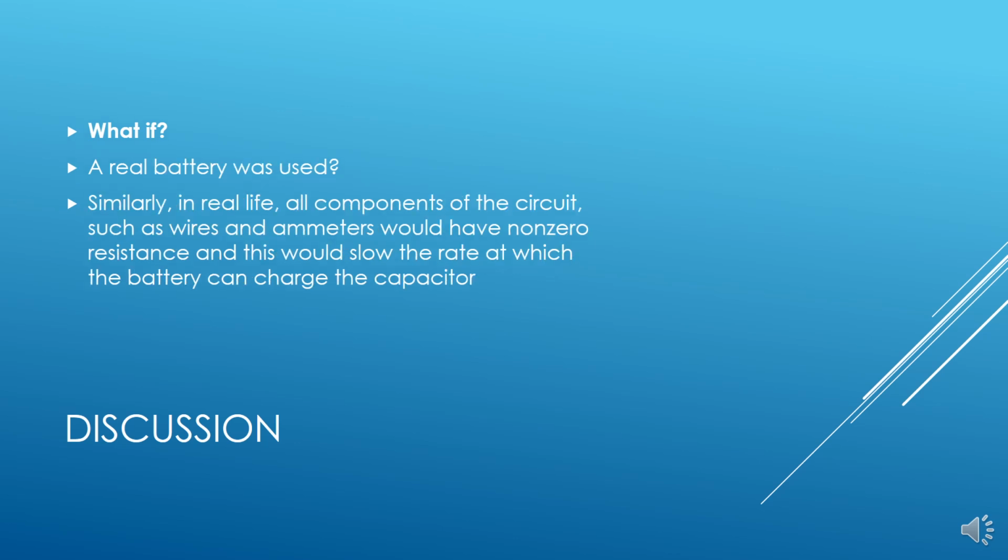What if a real battery was used? Similarly to the last discussion question, in real life, all components of the circuit would still have non-zero resistance, and therefore this would slow the rate at which the battery can charge the capacitor.